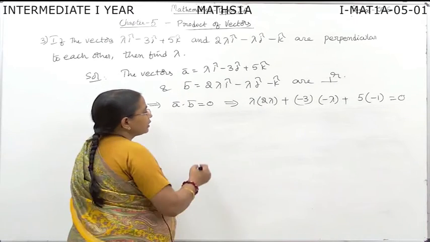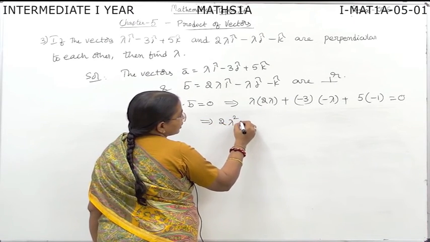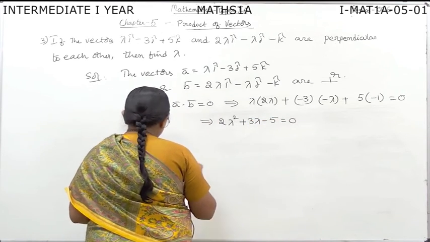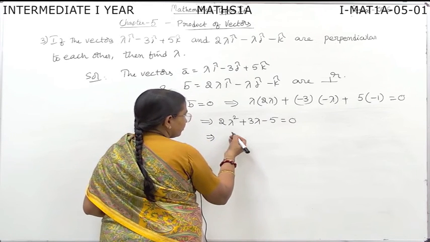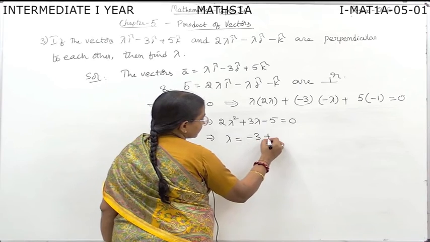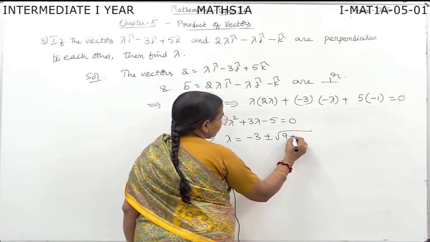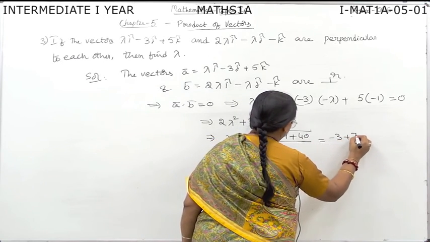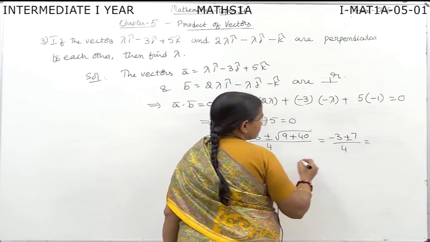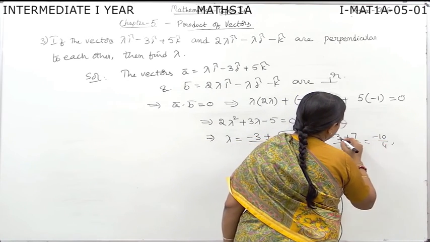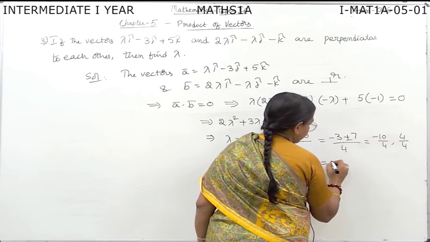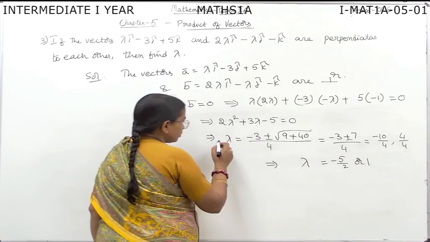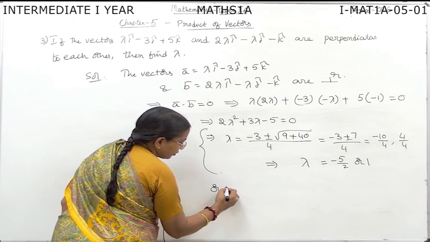Just solve this equation and find the values of lambda. So you are getting 2 lambda square plus 3 lambda minus 5 is equal to 0. So you can find factors, or you can also use the formula lambda is equal to minus b plus or minus root of b square minus 4ac by 2a. So you can use either this formula, or you can use factors, minus 10 by 4 or 4 by 4. That means minus 5 by 2 or 1.